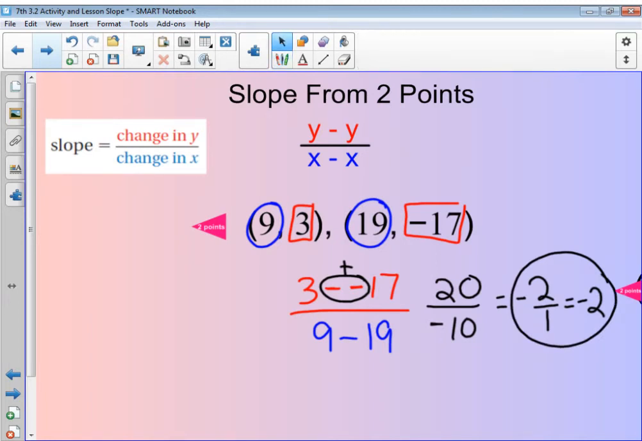So you should have ended up with -2 or -2/1. If you had 20 over -10, that's correct, but you just needed to get it reduced down. And remember, that negative applies to the whole set. All right, well, that's it. Good luck with this. And just remember, with those X's and Y's, make sure that you're doing your Y's on the top, the change in your Y, so you're subtracting between your Y's, and then your change in your X's on the bottom. And remember to keep them in the same order.